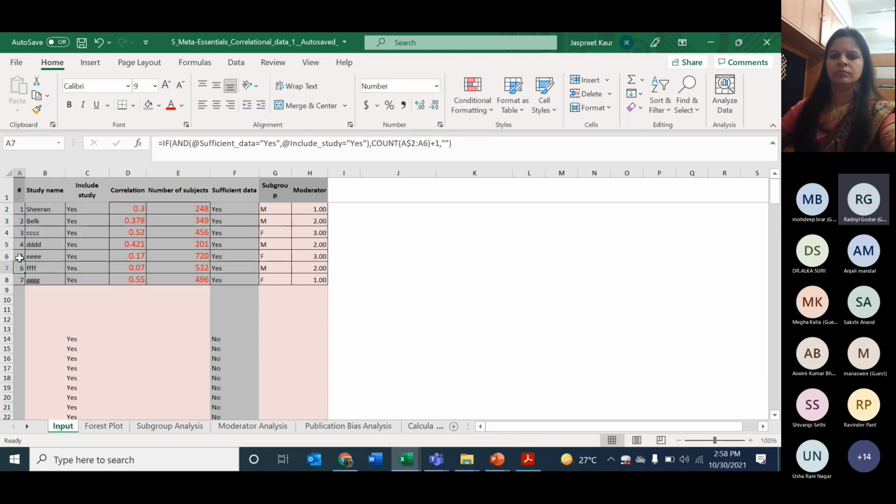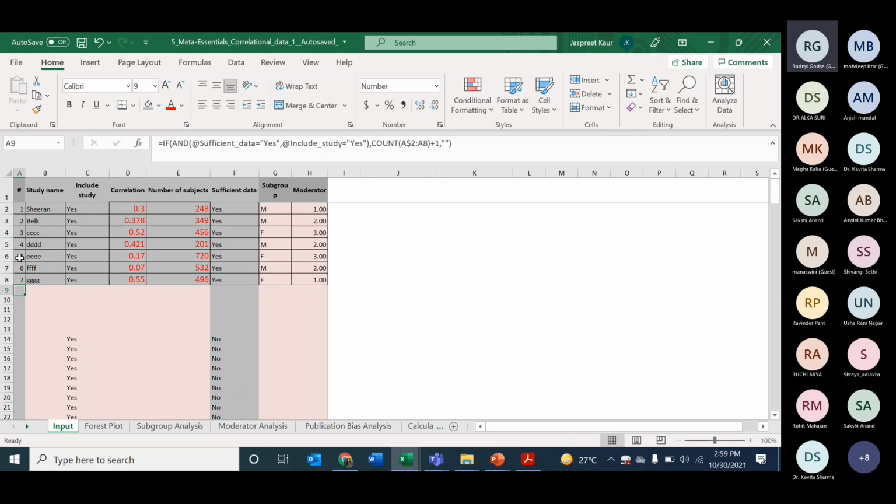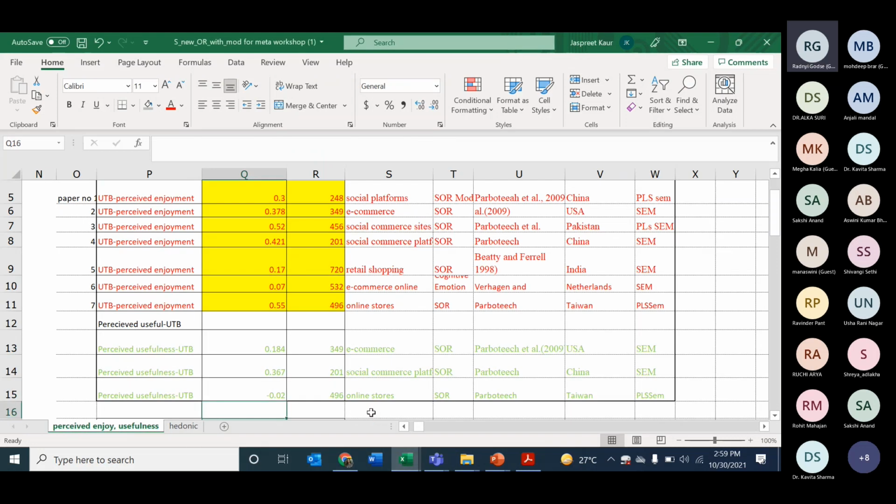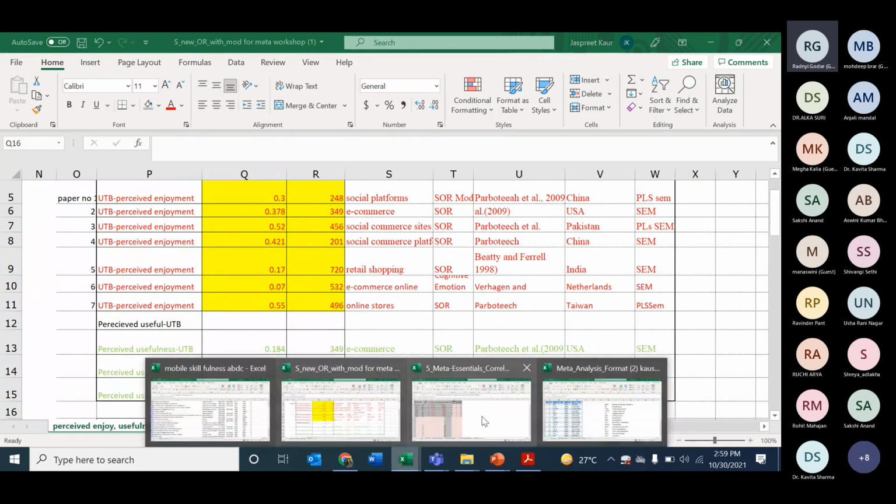This numbering has to be, so 7 papers, 7 values. These values have been taken, as I said, from here. Okay, my consolidated sheet. Now what do I do with these values?